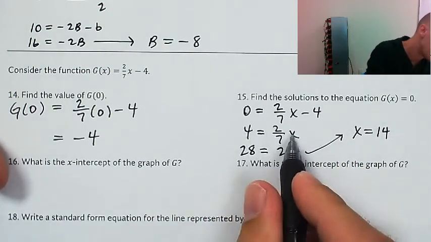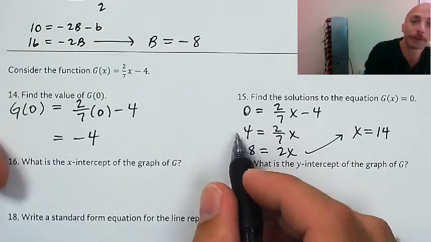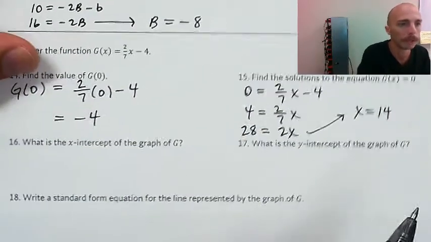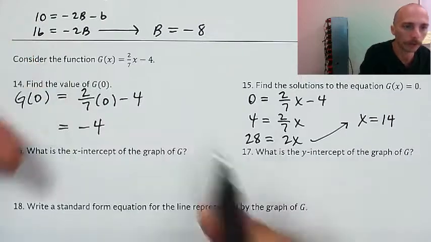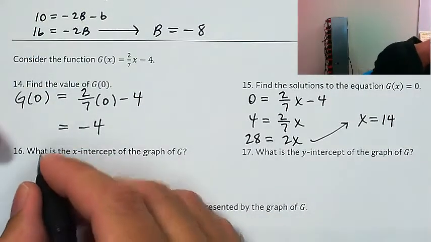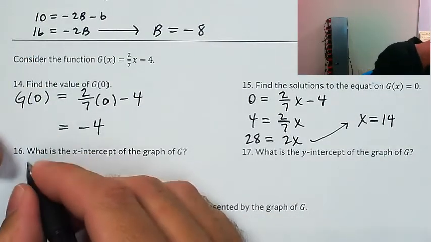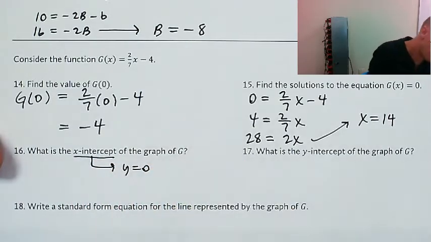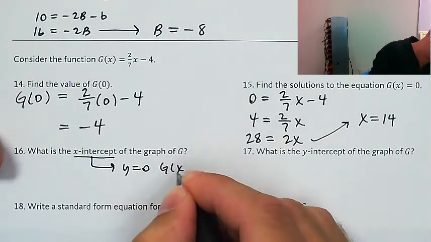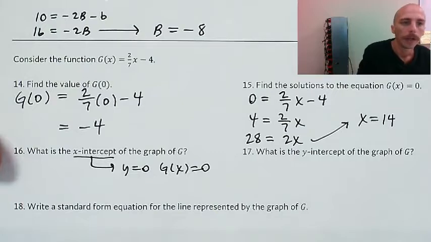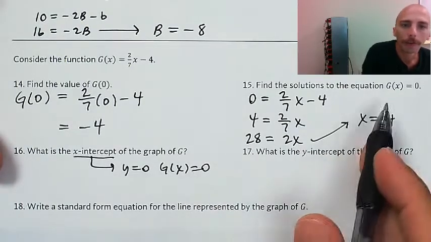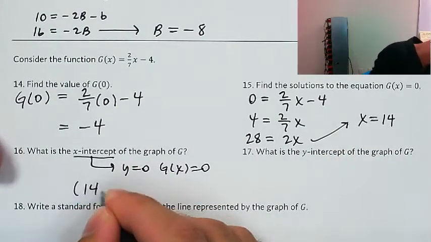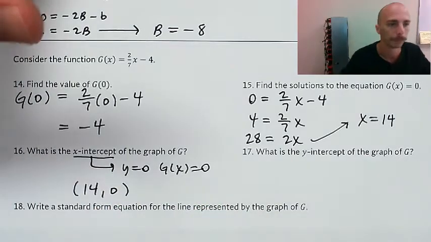But if you wanted to go over here and take x equals 7/2 of 4, and you can realize that that's 14, you'd be fine. Okay, you do that. So what's the x-intercept on the graph of g? Well, that'll be the place where y is equal to 0. That's the same as saying g of x equals 0. And I already solved that equation, right? Okay, so I'm going to say it's x equals 14. So it's the point where x equals 14 and y equals 0.